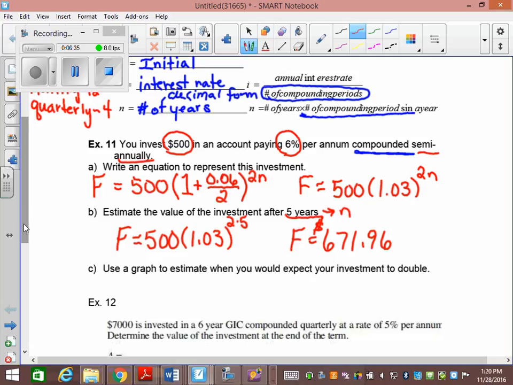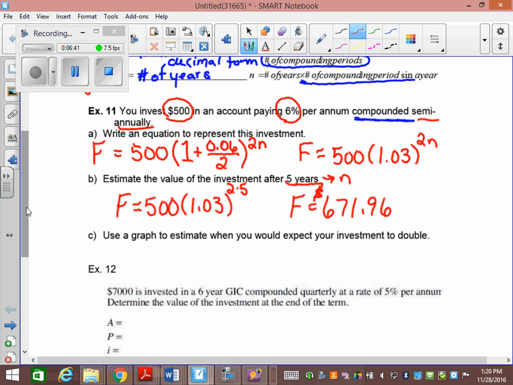Okay. And then use a graph to estimate. I don't really want you to use a graph. I want you to actually figure it out. So we want to know when this investment will double. The investment doubles. That doesn't mean go do the doubling formula with doubling, half-life, tripling. It just wants to know when the investment doubled. How much was the investment at first? 500. How much is it when it doubles? 1,000. So they just want to know when the final amount is 1,000.